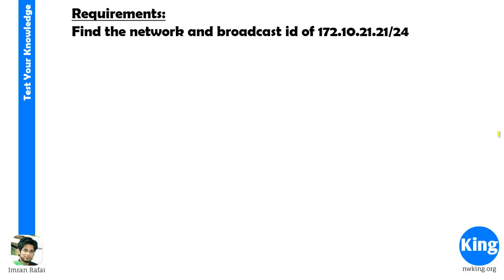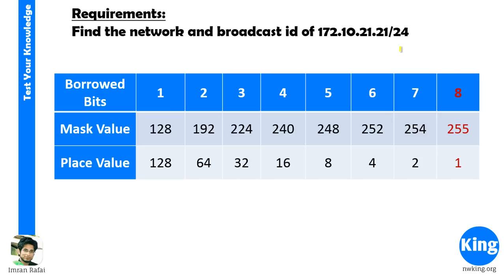What is that? That is part of a class B, right? I mean, by default, it is class B, 172. So class B, we know, is slash 16. Now, in this case, it is slash 24. That means the 8 bits in excess of 16 have been borrowed. So the 24th bit comes in the third octet. If you count, slash 24, the 24th bit comes in the third octet, right? And the place value is 1. That means we need to add 1 to the third octet to keep getting subsequent network IDs. What is the first network ID?